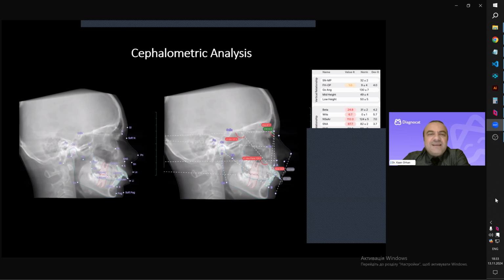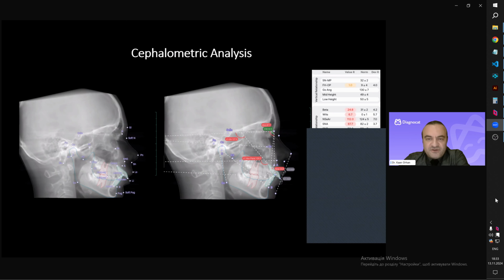So let's continue with the cephalometric analysis in terms of orthodontics. In DiagnoCat, we can diagnose not only from 2D imaging, but also in 3D imaging fashion. So see, from 2D imaging, we can diagnose all the landmarks and everything related to orthodontics, and DiagnoCat can give you all the landmarks and the linear and angular measurements simultaneously.